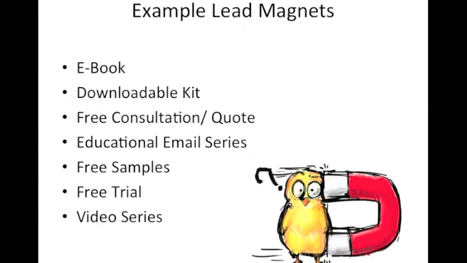So a few examples of really good lead magnets, and popular ones of course, would be an ebook. You can give away an ebook in exchange for information. You can put together a downloadable kit, a free consultation or a quote, an educational email series, free samples if you have maybe a physical product that you want to sell, maybe a protein shake that you've partnered with locally or that you may produce yourself. You can give away free samples. We also have free trials and video series, which can be very powerful in changing how you are perceived in the mind of the lead.